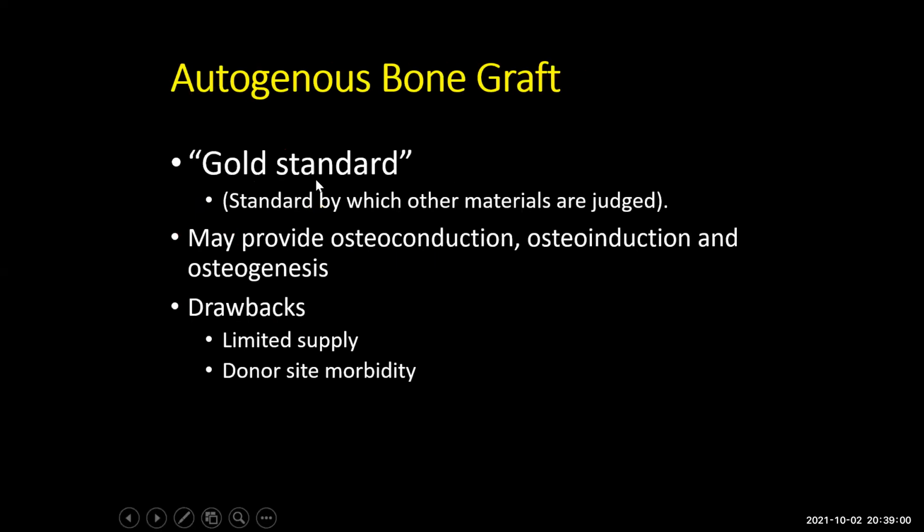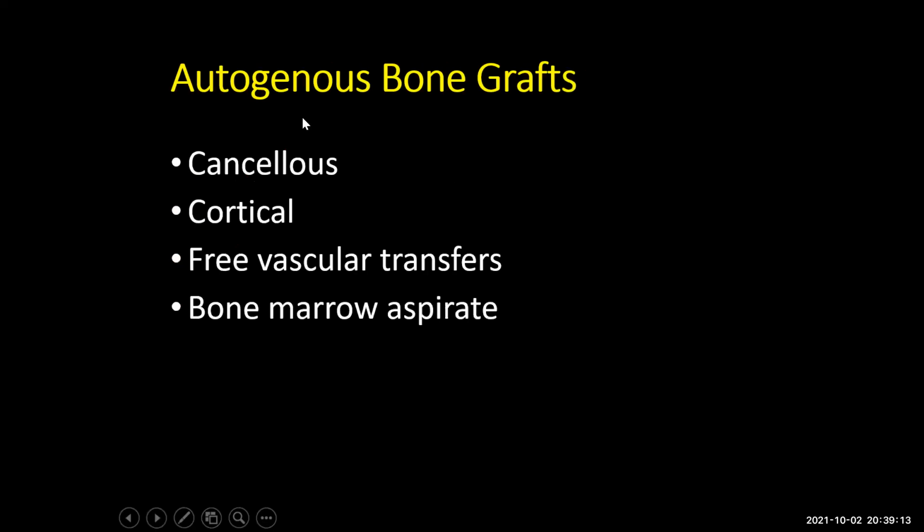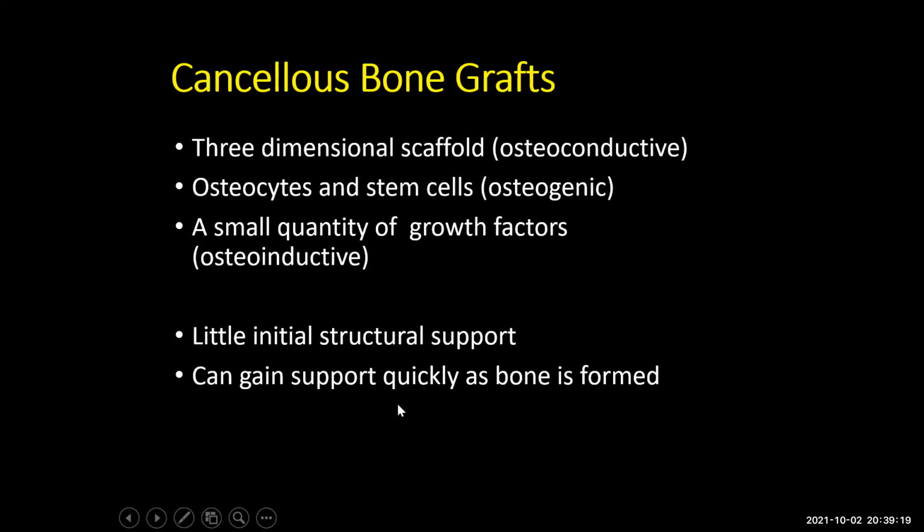Autogenous bone graft is the gold standard. Gold standard means the standard by which other materials are judged. They provide all three: conduction, induction, and osteogenesis. The drawbacks are limited supply and donor site morbidity. Autogenous bone graft can be cortical, cancellous, free vascular transfer, and bone marrow aspirates.